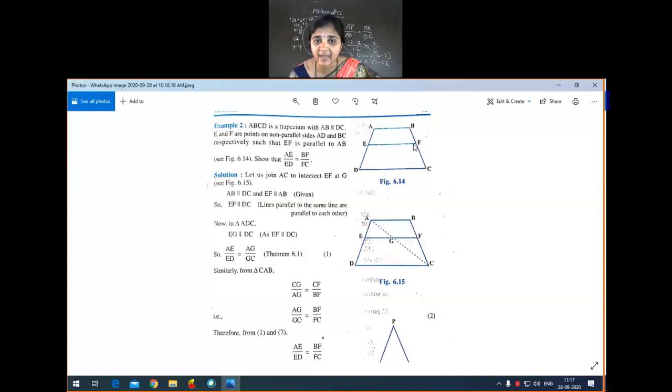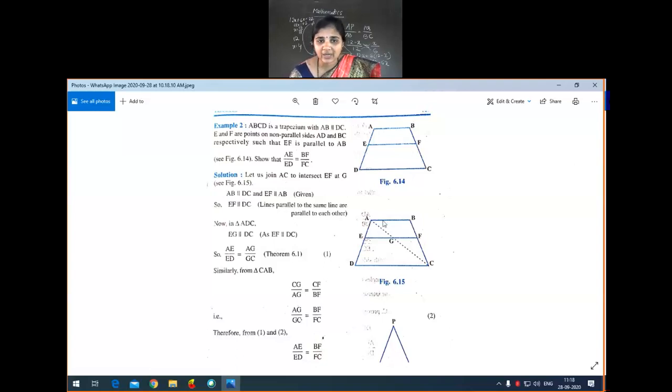BF divided by FC. For this, the diagram is not sufficient, so we have to do the construction part. We have to join AC. Here you can observe the dotted line. While joining AC, it touches the EF line at one point. That point you have to name as G. So this is the picture for example 2. Let us join AC to intersect EF at G.